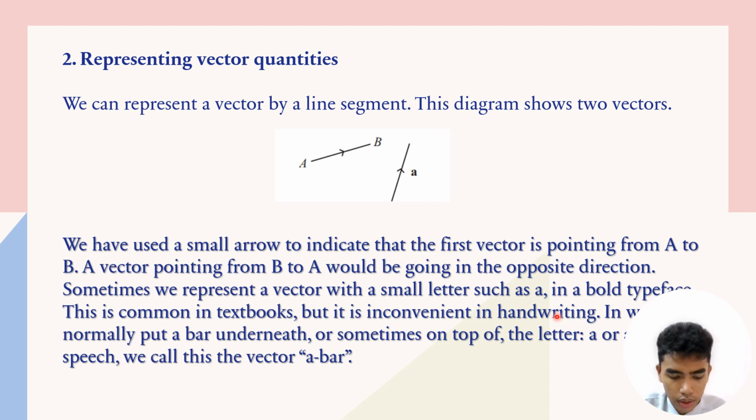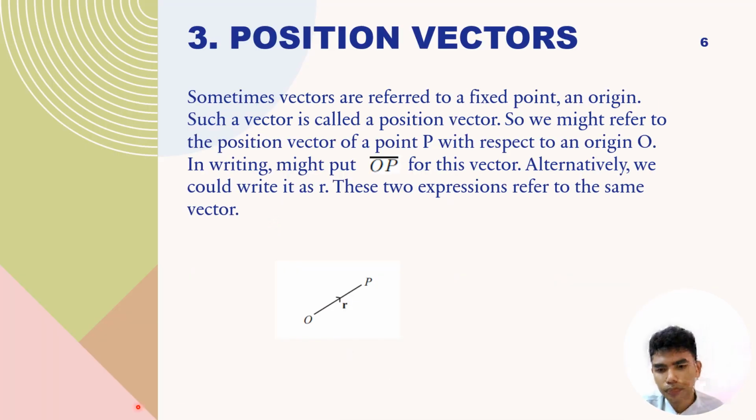In speech, we call this vector a bar. For example, if we hear about a vector a in magnitude, we call it a bar. It is written as an a with an arrow above it, like in the previous slide. Hope you guys understand it. It is called that, so don't be confused.